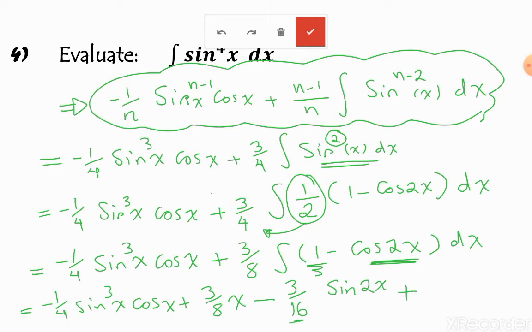Okay, and this all plus c, the constant of integration.